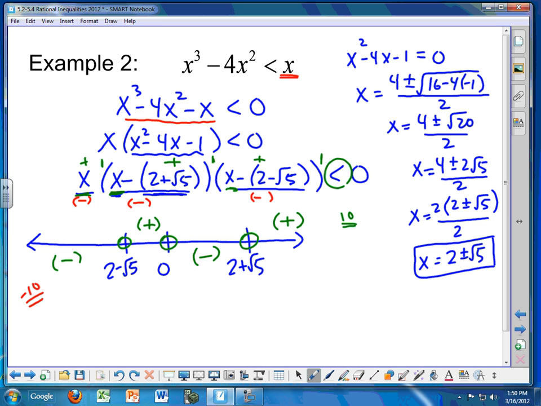Three negatives multiplied together make a negative, so that confirms our negative right there. Okay, I'm going to back this up just a bit. Anyway, you can see that the negative sign is supposed to be there. Well, let's answer the question then.